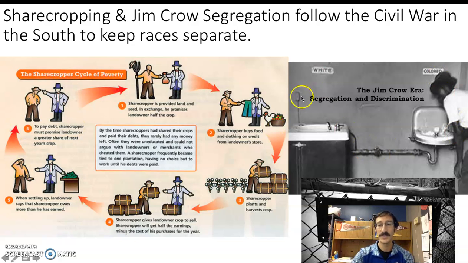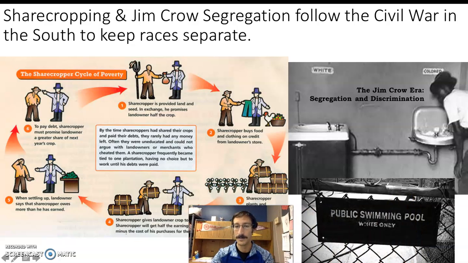But at the same time, we also get legal segregation as a result of the Plessy v. Ferguson ruling that says separate is okay as long as it's considered, I'm going to do this in quotation marks, equal. Separate is never equal. So you can kind of see that here.